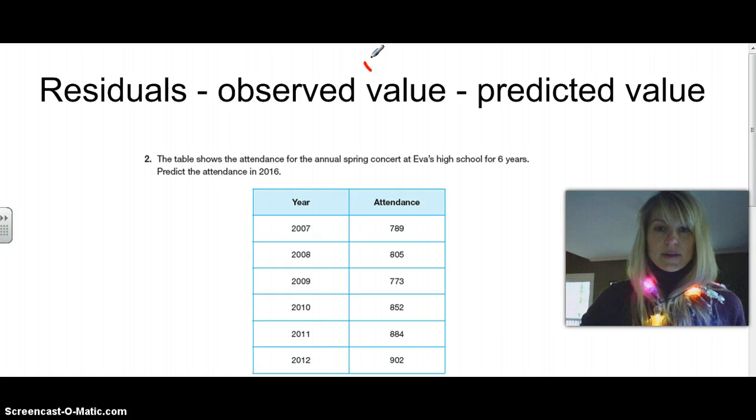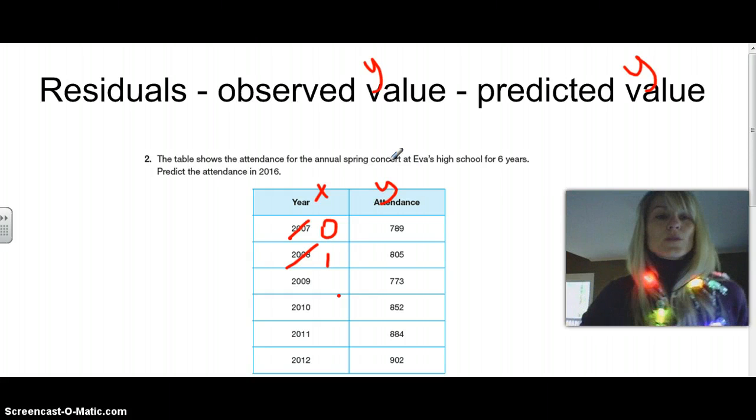This is of the y value. I should have put that in there. So our observed value is our data here. Okay, so if we're looking at this, remember we're looking at years, we start at 0, and then this is year 1, and so on. So this is our x-axis, and this is our y. So we're talking about years and the attendance to the spring concert.